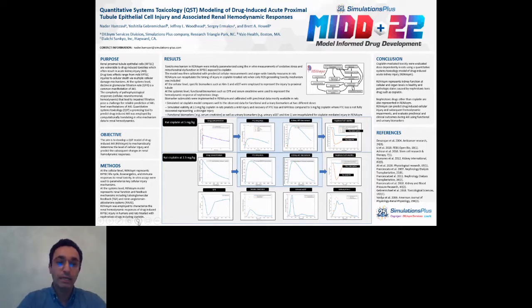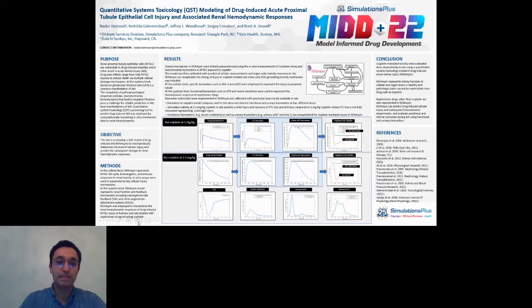So at the cellular level, RENASYM is representing the life cycle of proximal tubular cells, how the cells go from young to mature and how they are regenerating. We're also including the bioenergetics and immune responses to renal toxicity. And from the in vitro assays, we are gathering information and parameterizing the key cellular injury mechanisms that I will talk about in a few seconds.